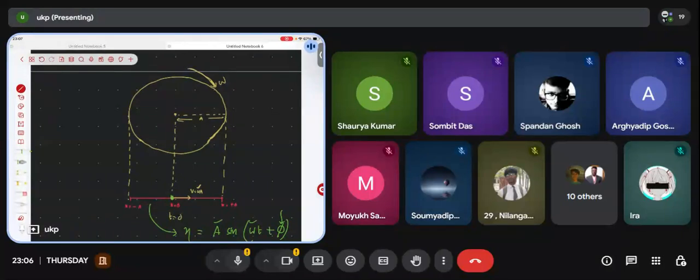Babu, at t equal to 0, the SHM particle is present here. How will the UCM particle be present? Now you will say, sir, two possible cases can be there. I will ask how. Now you will say, sir, if the UCM particle is present here, then also its projection will be here. And if the UCM particle is present here, then also the projection will be here. So there are two different possible positions of UCM for which I will get its projection at this point.